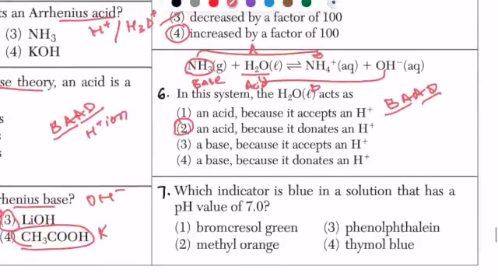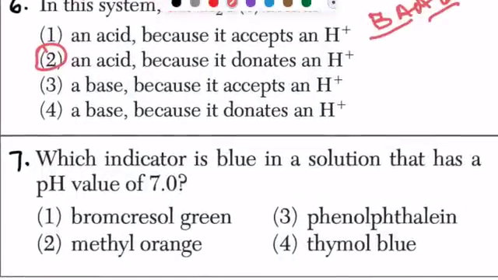Which indicator is blue in a solution that has a pH value of 7? So you're just going to have to use Table M. So the pH range for Bromocresol Blue is, oh no, sorry. The first one is Bromocresol Green, which is 6 to 7. Because 7 is in the middle between yellow and blue, that's going to be green. So it's not Bromocresol Green. Then we have Methyl Orange, pH range 3.1 to 4.4. So when it's 7, it's going to be yellow. Phenolphthalein, when it's 7, is going to be colorless.